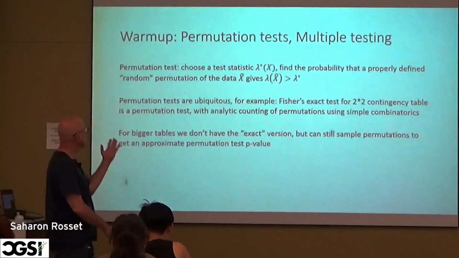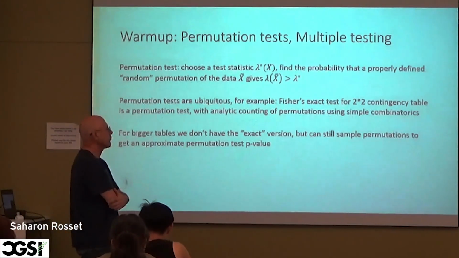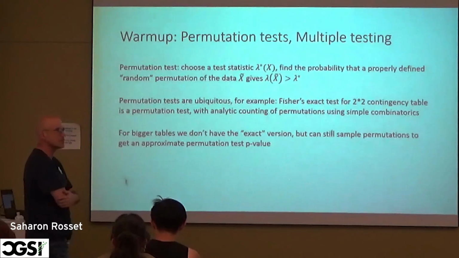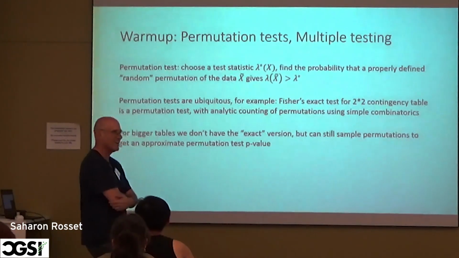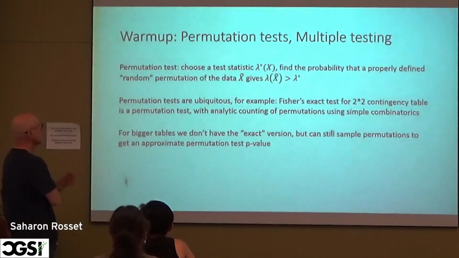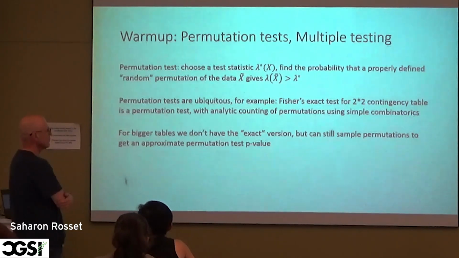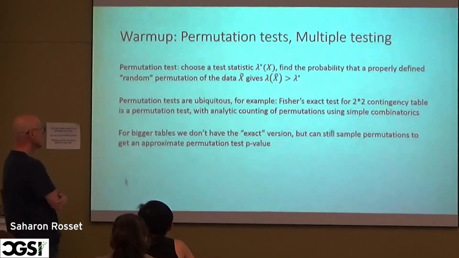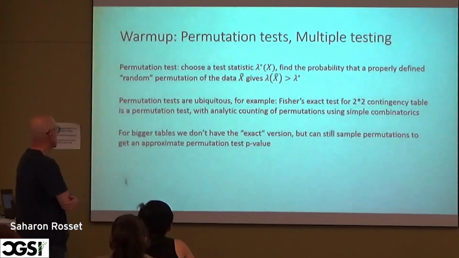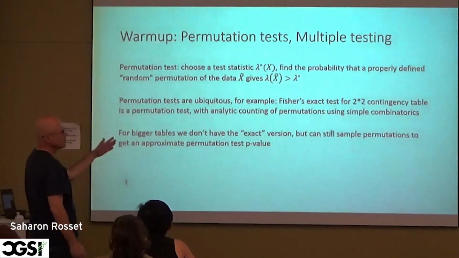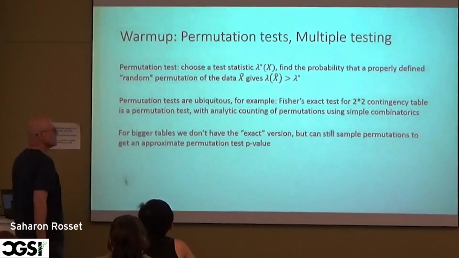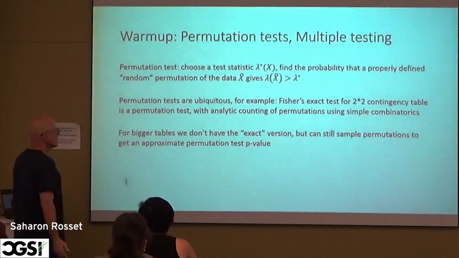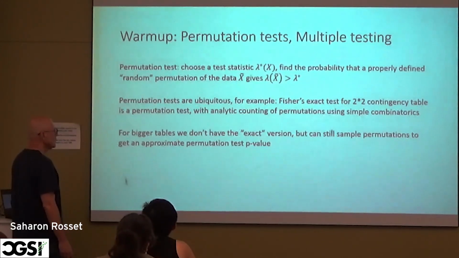Of course, in this running example, if we have tables that are bigger than 2x2 and we want to do something like Fisher's exact test, then we would just sample permutations. And if we do enough permutations, we would get a good approximation of the same thing we can calculate exactly for a 2x2 table. So the analogy would be that Fisher's exact test is just an example of a permutation test, and doing random permutations is another example.